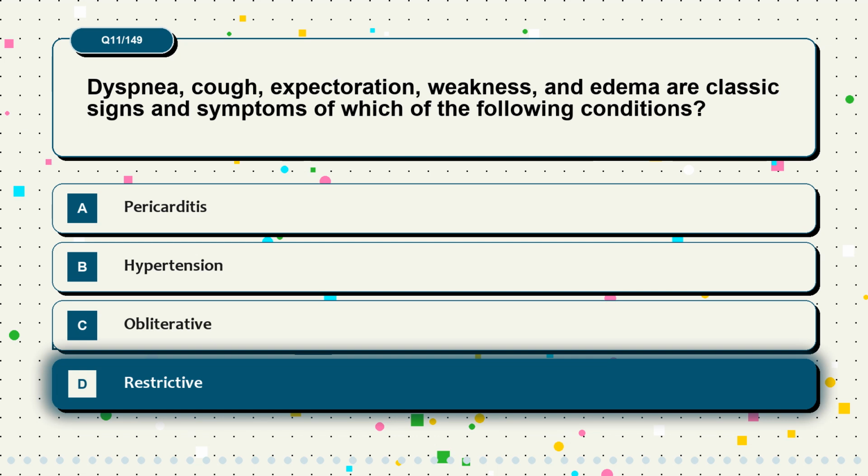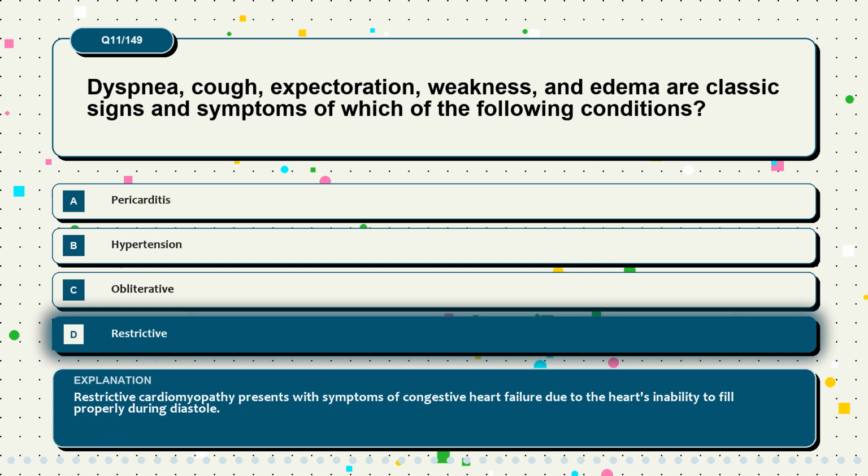The correct answer is option D, restrictive. Restrictive cardiomyopathy presents with symptoms of congestive heart failure due to the heart's inability to fill properly during diastole.